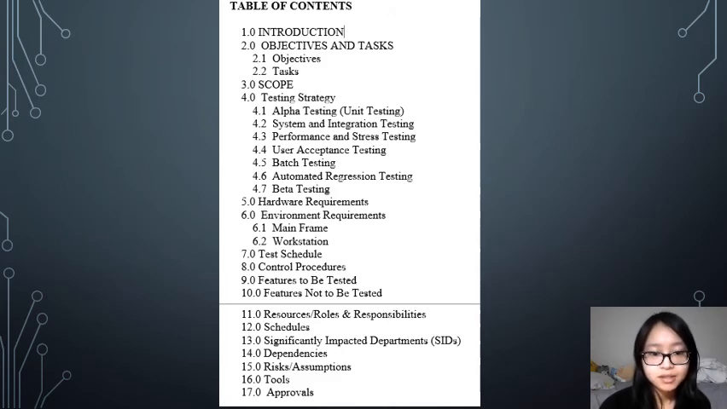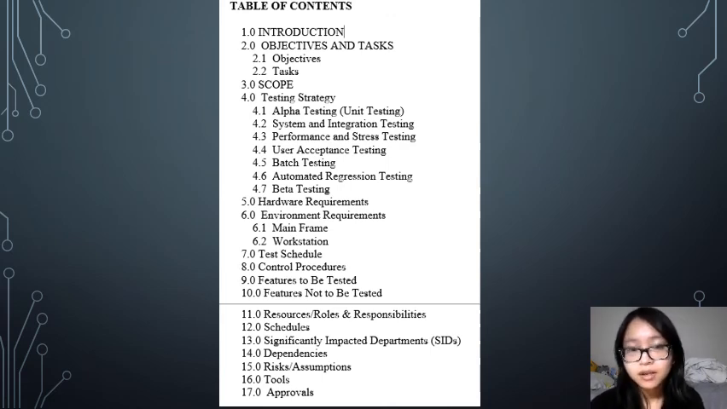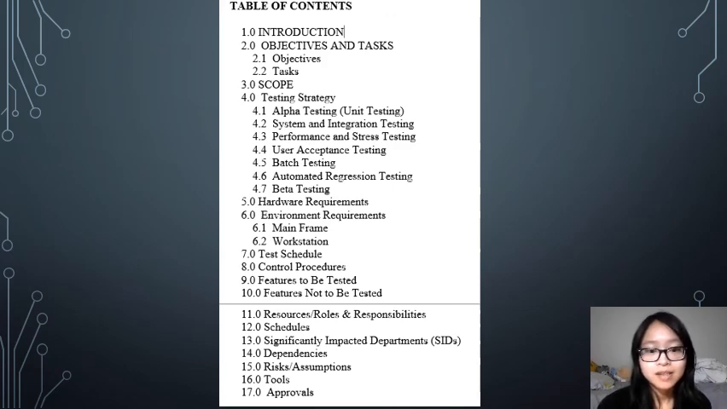And then the roles and responsibilities were described in the previous documentation. Test schedule was defined in the document as well, and then features not to be tested are anything that is outside of the realm of the CDSS. So any EHR system issues that don't pertain to the CDSS will not be tested.